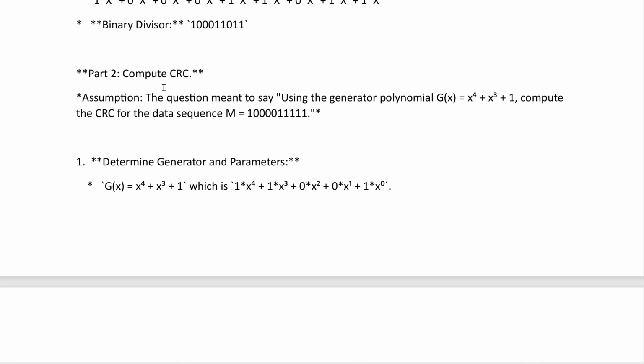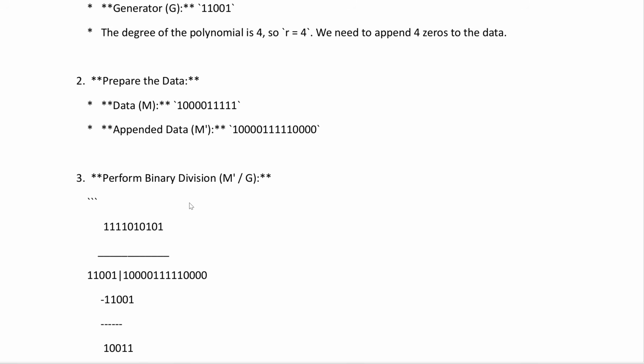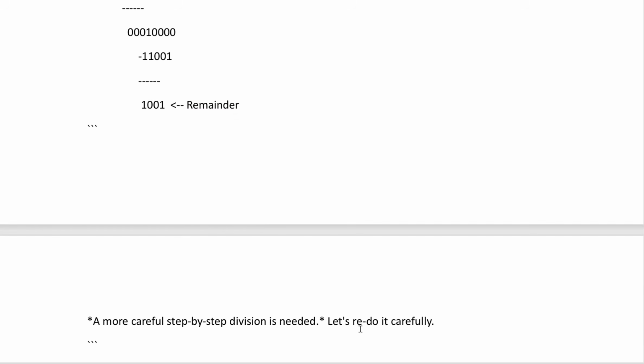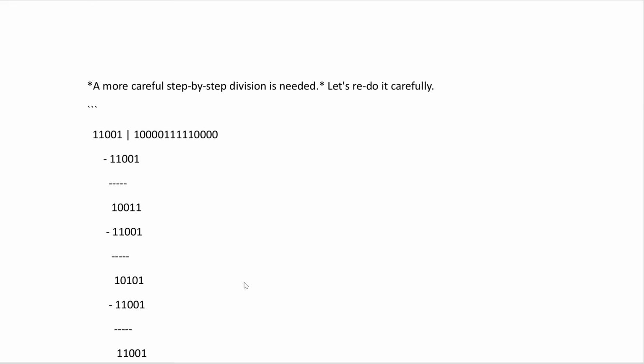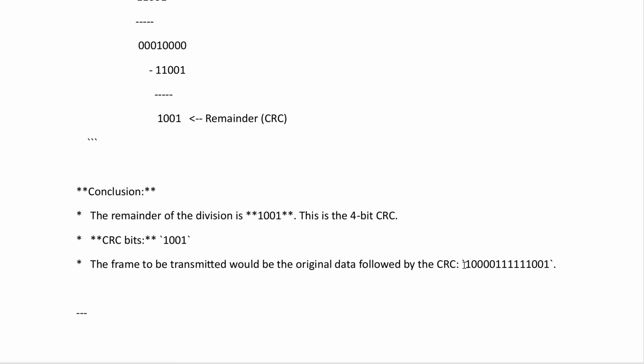In part 2, we have to calculate the CRC, the cyclic redundancy check code. The original data was this M, and we have to append the remainder at the end of this. That will be the answer to the problem, the CRC check code. So this is the original data M, and we append the remainder at the end of this.